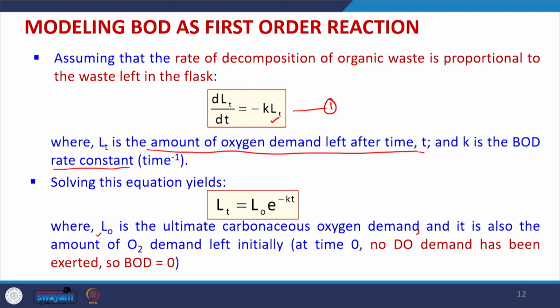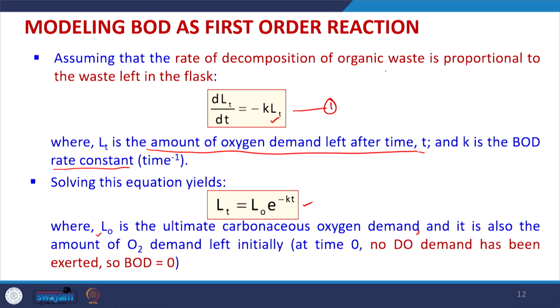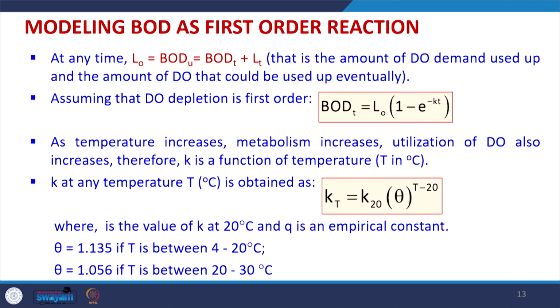So, we can find out this particular equation, and at time t equal to 0 no demand has been exerted. So, BOD is essentially 0, but after some time the BOD value will be there. Now, when we model such an equation, there are two important things that have to be considered. There is always the BOD ultimate demand and the oxygen demand left; they are essentially the same, and at any time the amount of oxygen demand is represented by this equation where L0 or BODU, there are two terms which are related.